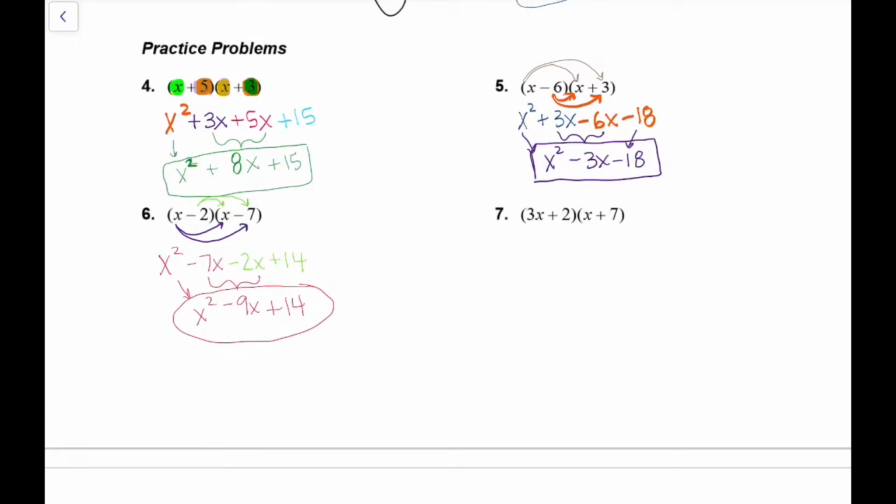Looking over at number 7, the first term is where I take 3x times x. That gives us 3x squared. Then we distribute that 3x to the 7 to give us plus 7 times 3 is 21x. Those are the outside terms. The inside terms are 2 times x is 2x. And the last term would be 2 times 7 is 14. We combine those middle two terms. We have 3x squared, 21 plus 2 is 23x plus 14, and that will be our final answer.